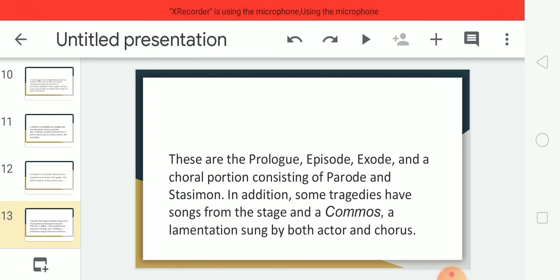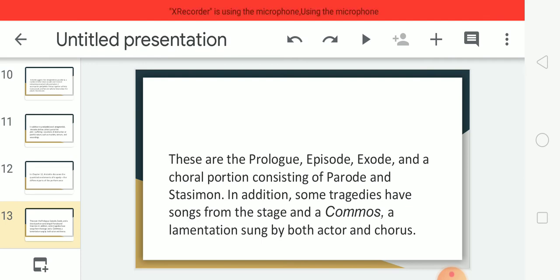So it happens after the conclusion. Exhort. And a choral portion, the choral, that is the group singing, consisting of parod and stasimon. Parod and stasimons are the singers who come in troops in a passageway, and they stand at one place and sing. So these are part of the chorus songs.